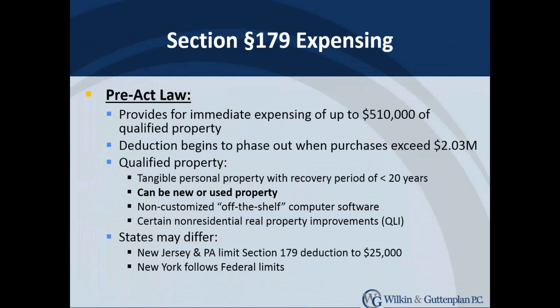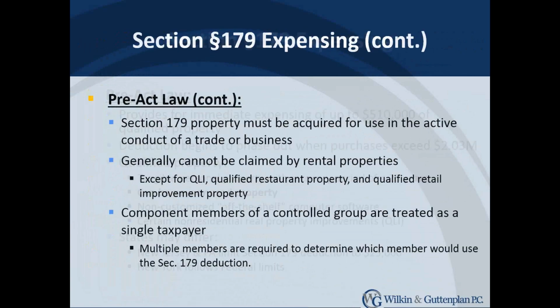But specifically with Section 179, it's a dollar limitation of immediate expensing of assets acquired. Again, these have to be for assets that are less than 20 years. Once you start to exceed purchases of over $2 million, then this immediate expensing starts to phase out. The important thing to note about 179 is that it was available for both new and used property. Additionally, 179 is typically not available to rental properties except for some of the leasehold improvements.